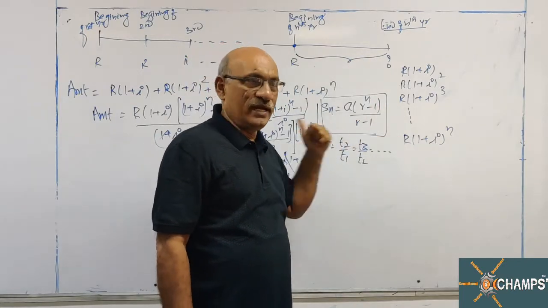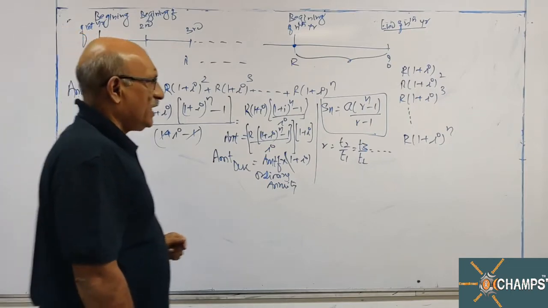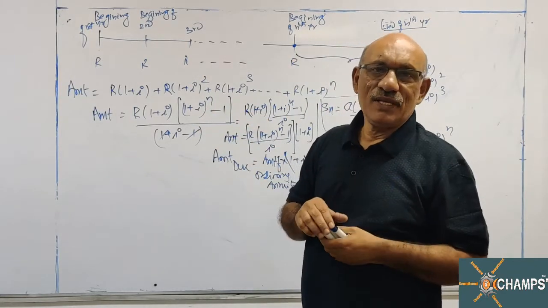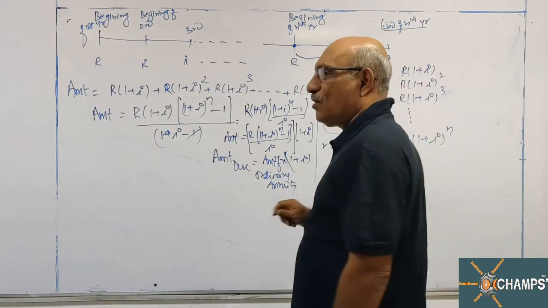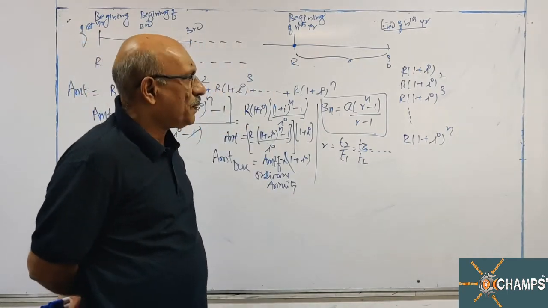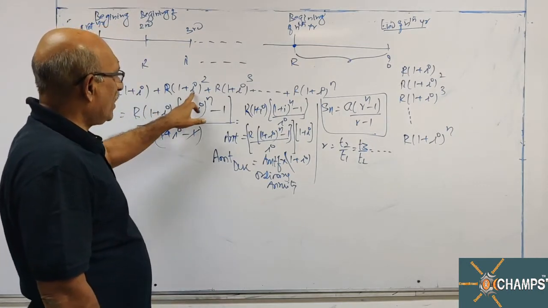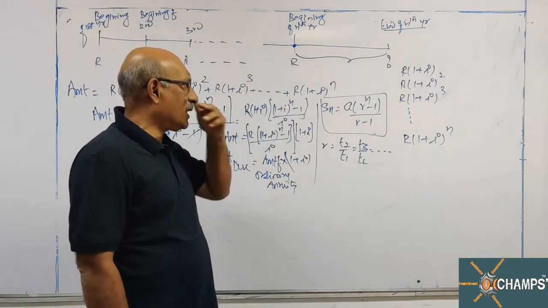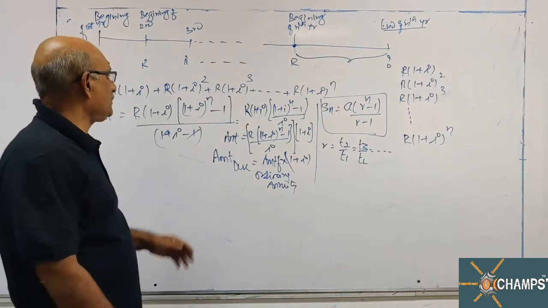This way, if I proceed, the first payment is at the beginning of the first year. It is in the bank for n years. So it is R into (1 plus I) whole power n. This way. Add all these values: R into (1 plus I) plus R into (1 plus I) whole square plus R into (1 plus I) whole cube plus etc. plus R into (1 plus I) whole power n. This way it is going on.